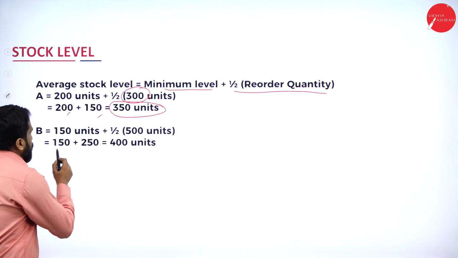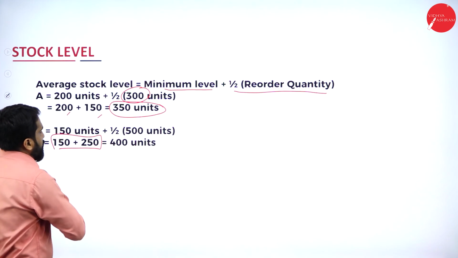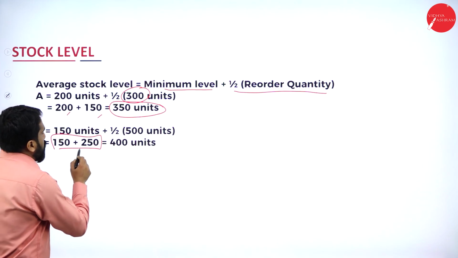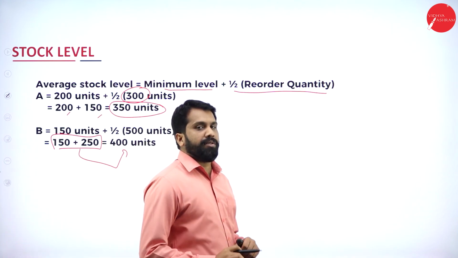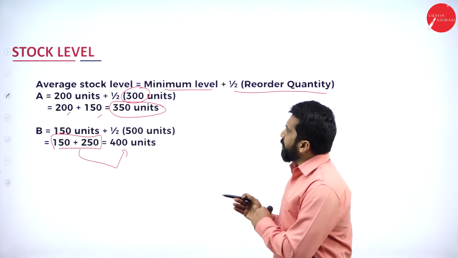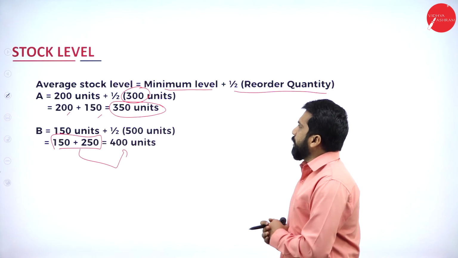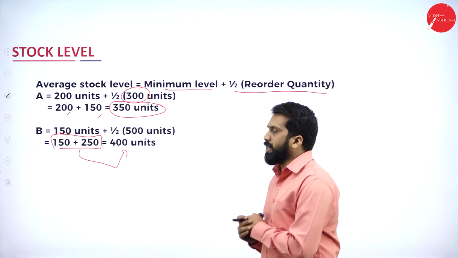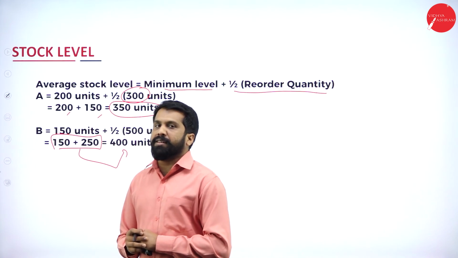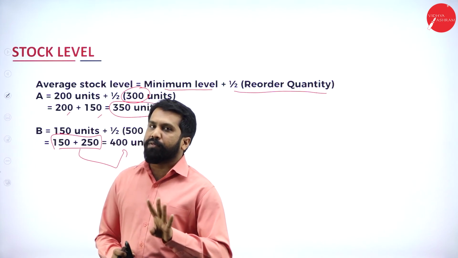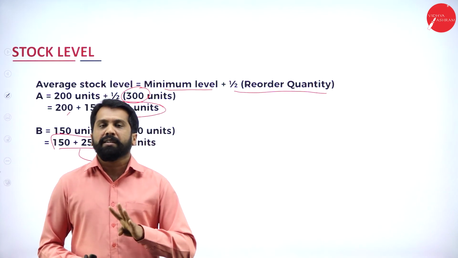Now, again, 150 plus 250, it will be 400. What is the unit now? 400 units for B. Now, we're done with all the formulas. Remember, average stock level formula is minimum stock level plus half of the reorder quantity. Now, you're done with all 4 formulas, so you're with 10 marks now.